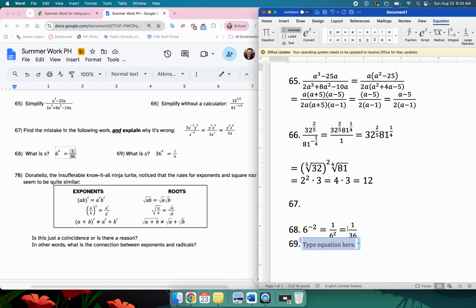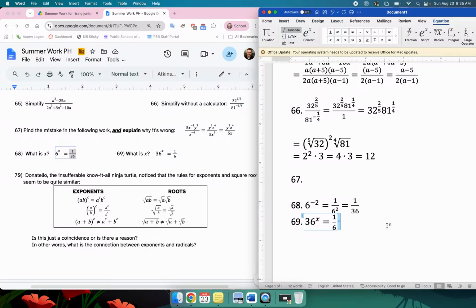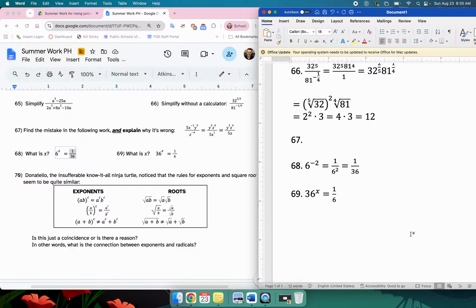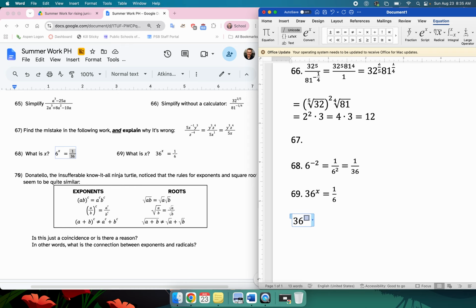69, what is x? So 36 to the what gives you 1 over 6. That's kind of interesting and pretty hard, honestly, to think about off the top of your head. One thing I would say is I know how to make 36 into 6. Forget about 1 over 6 for a second. What would you put here to get just 6? Well, the relationship is the square root of 36 is 6. So if I put a 1/2 here, that would give me a 6.